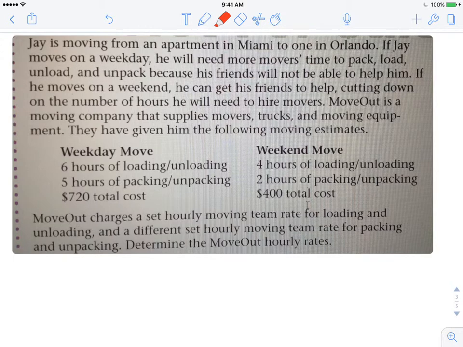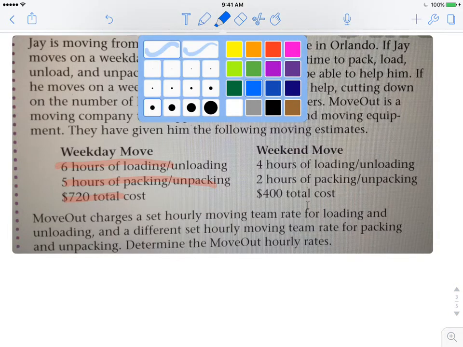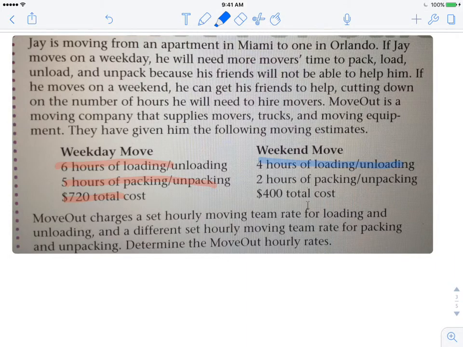So there's a company named MoveOut, and they're given the following estimates. If they do a weekday move, it's going to take 6 hours of loading and unloading, 5 hours of packing and unpacking, and that cost would be $720. Whereas if we had a weekend move, there'll be only that much loading and unloading, that much packing and unpacking, and a total cost of $400.